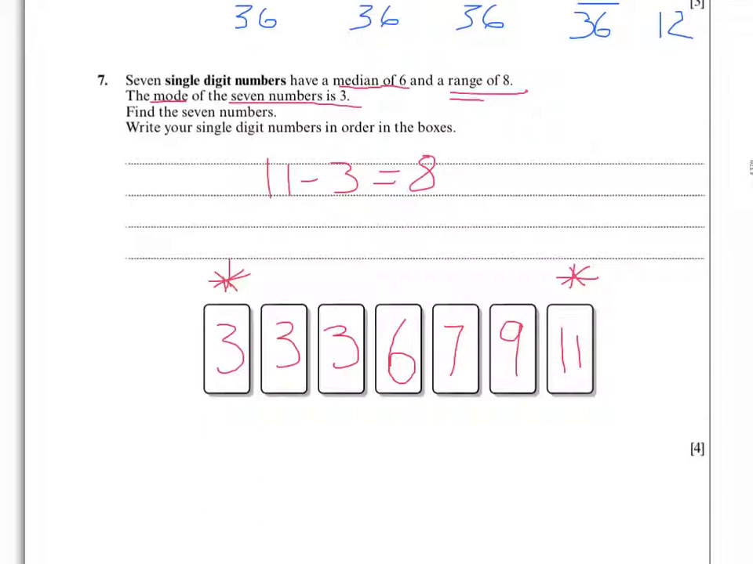You might have some other variations, but you need to remember that your 6 needs to be a number in the middle. 3 needs to be your mode, so we put 3 of these together, and your range needs to be 8, which meant your 11 take away your 3 would give you 8. And that's for your 4 marks.